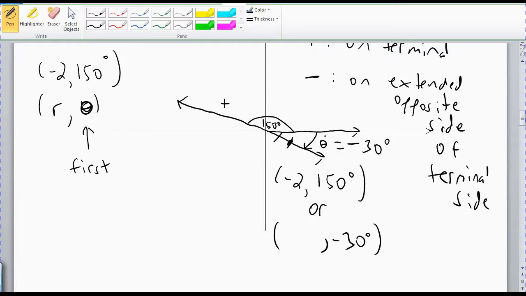But watch this. If I draw a negative 30 degrees, let me use a red pen. Hopefully you can see that. So it looks like this.